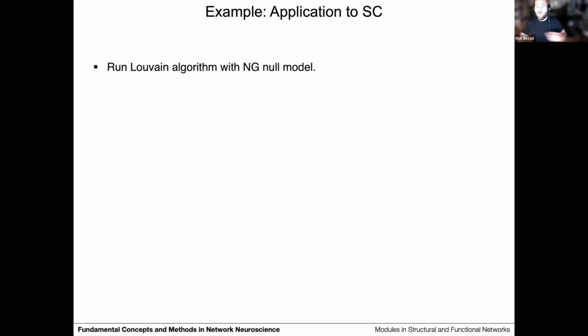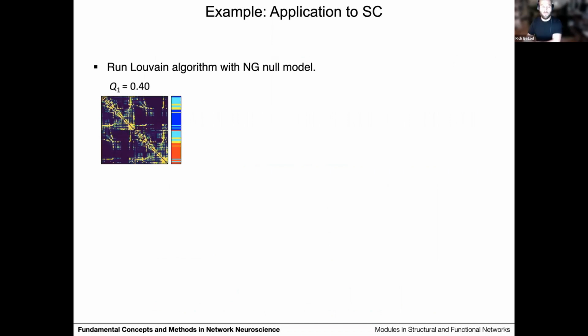Okay, so let's say we settled on that model, we run the Louvain algorithm, and we get something that looks like this. Here's our network. Next to it are the community assignments of every node. The color indicates the community to which they're assigned. So there's a dark blue, a cyan, a yellow, and a red community. There's 4 of them. And the modularity quality of this partition is a value of 0.4.